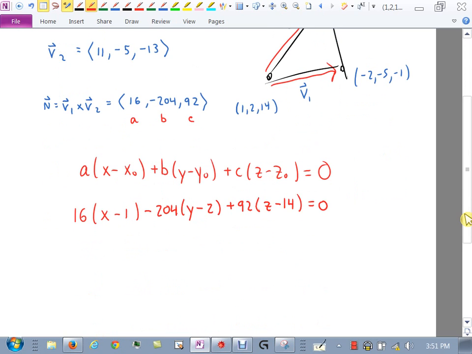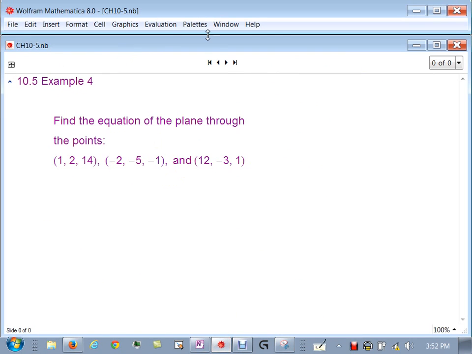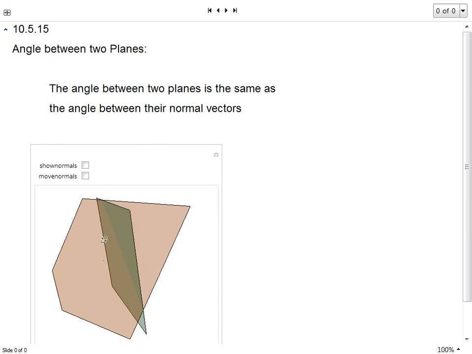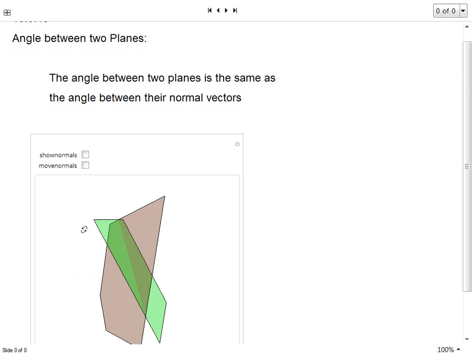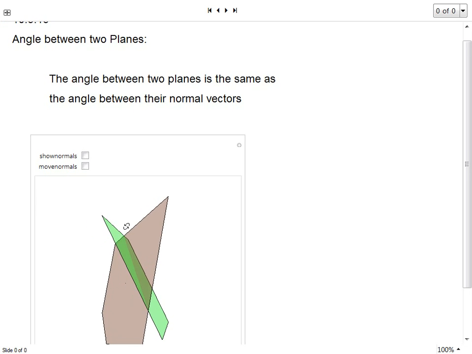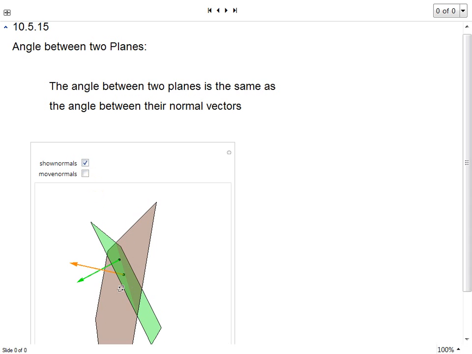All right. Next idea. This is a big concept: the angle between two planes. So now we have two planes, right? Assuming these two planes intersect each other, we can find the angle between the planes by looking at their normals. So let me put the normals of each of these planes on here.